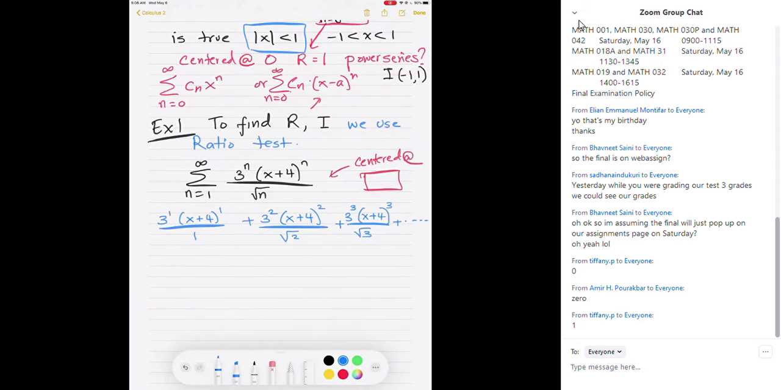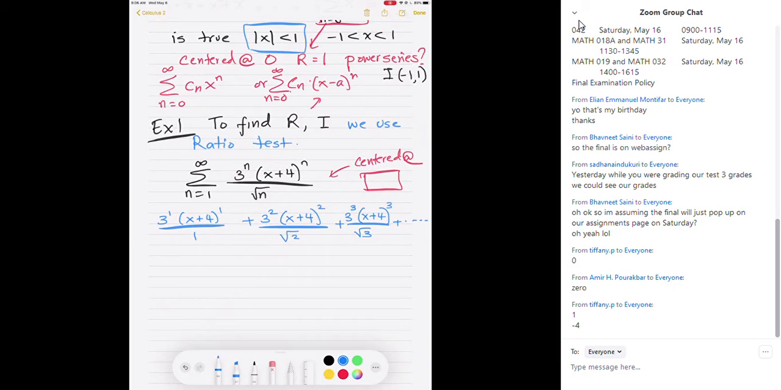So this is centered at, very good, Tiffany. It is indeed centered at -4. So is this a power series? Yes, I'm going to say it's a power series because I can say it's a polynomial where we have powers of x plus 4. So you have powers of x plus 4 to the 1, then powers of x plus 4 squared, then cubed, and so on and so forth. So that's why it's a power series. If I want to find the radius of convergence of a power series, I use the ratio test.